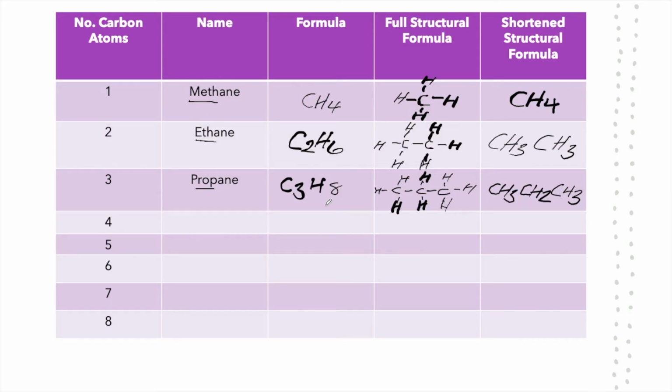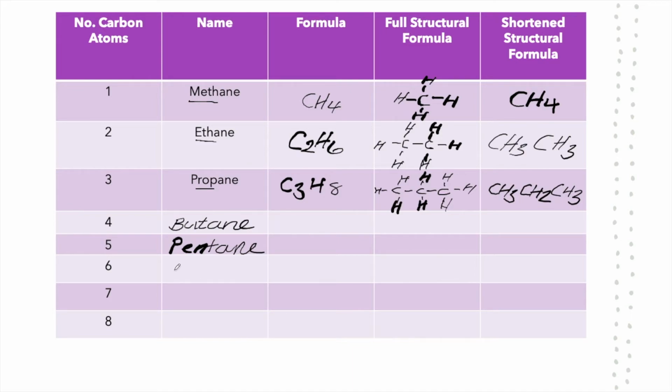Now remember, when we are naming 4, 5, 6, 7, 8, to use the prefixes from before and make sure they all end in ane. So the prefix for 4 was but, so it will end in ane, so butane is the alkane with 4 carbons. The prefix for 5 was pent, like a pentagon has 5 sides. Pentane has 5 carbons.